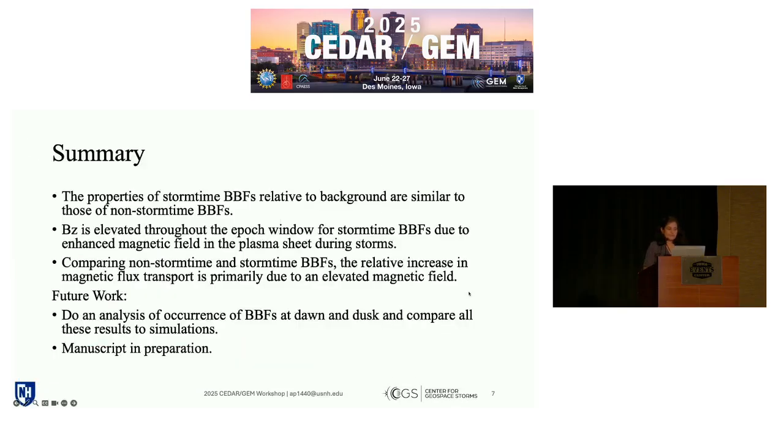So to quickly summarize, we observed that the properties of storm time BBFs related to their background are very similar to those observed for non-storm time BBFs. And we observed an elevated BZ throughout the epoch window for storm time BBFs, which is mainly due to an enhanced magnetic field in the plasma sheet. And comparing non-storm time and storm time BBFs, the relative increase in the convection electric field during the main phase is primarily due to an elevated magnetic field in the plasma sheet.